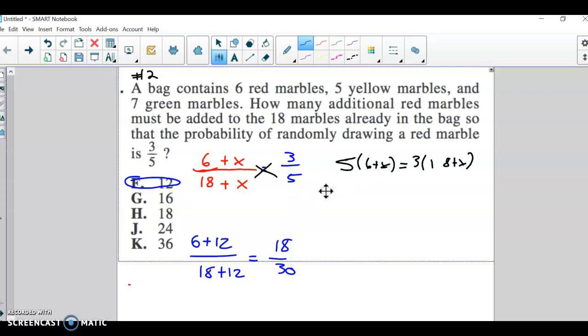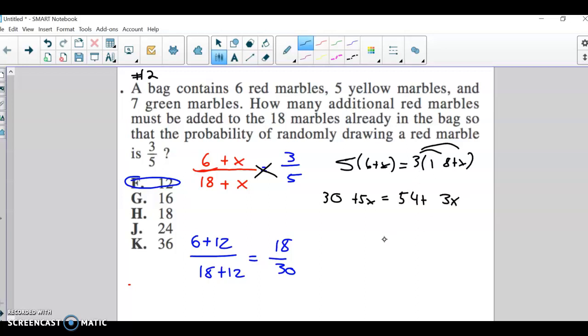Right? And then if you distribute the 5 there, you have 30 plus 5x equals 3 times 18. Sorry, the handwriting's bad there, but 3 times 18 will be 54 plus 3x. And now just solve that. So minus 3x from both sides. So we'd have 30 plus 2x equals 54.